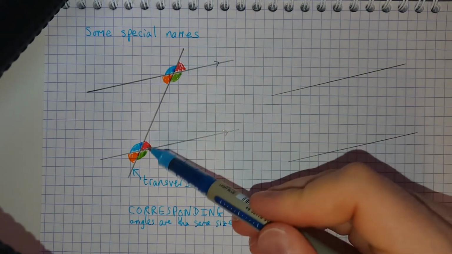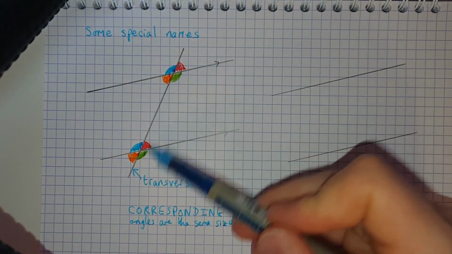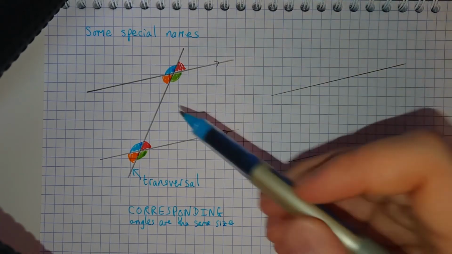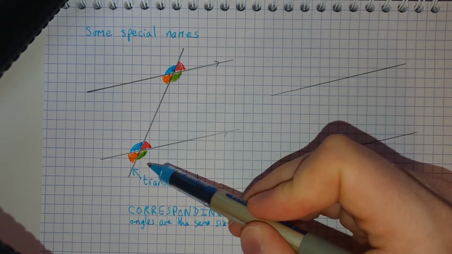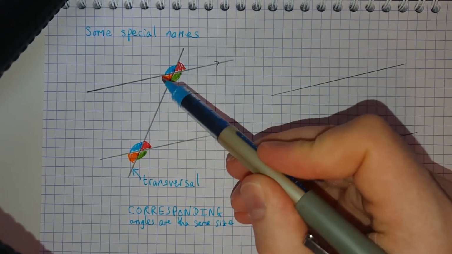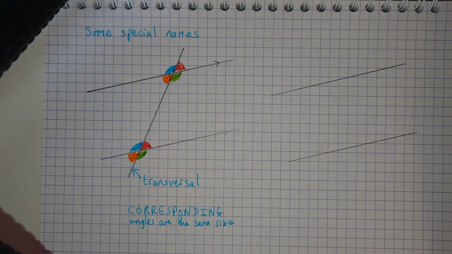So these two red angles, whatever they may be, are the same size. These two green angles, whatever they may be, are the same size. They're not the same as the red. Okay, the green and the red are not the same size as each other, but the two greens are the same size, the two reds are the same size, the two blues are the same size, and the two oranges are the same size as each other. Okay, so they are corresponding angles.